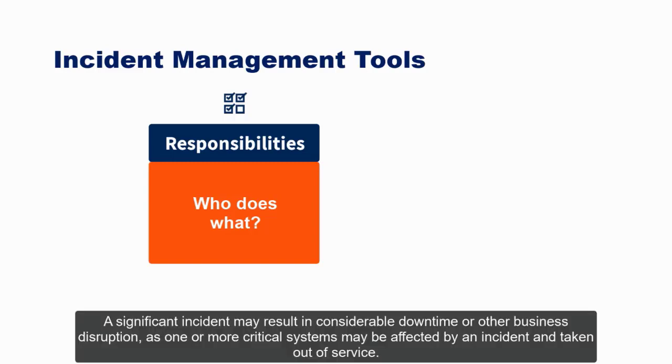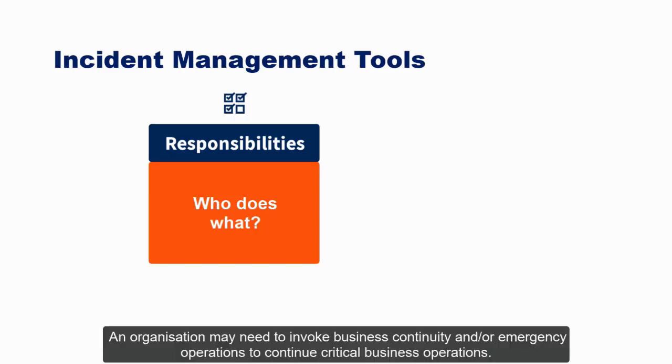A significant incident may result in considerable downtime or other business disruption, as one or more critical systems may be affected by an incident and taken out of service. An organization may need to invoke business continuity and/or emergency operations to continue critical business operations.